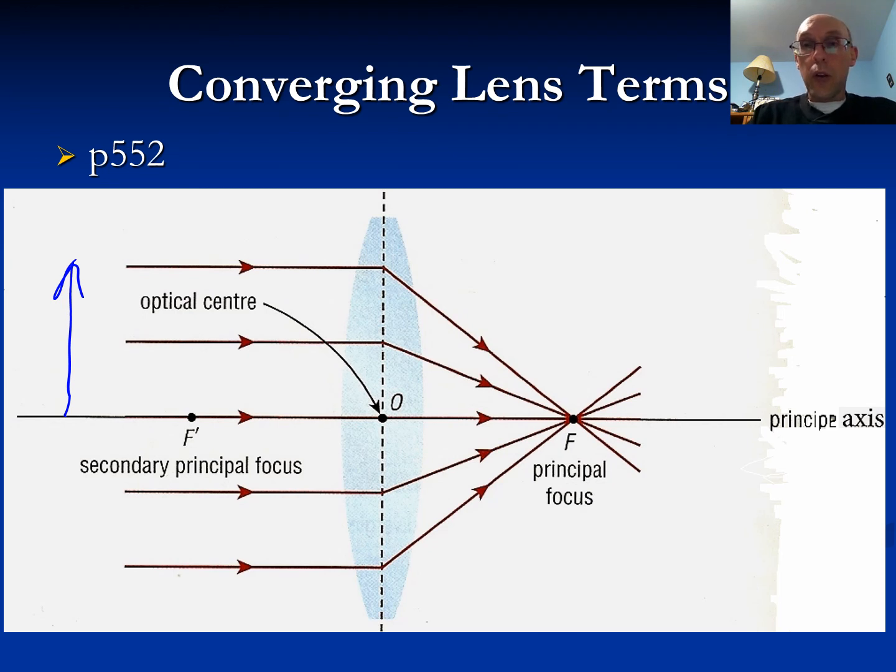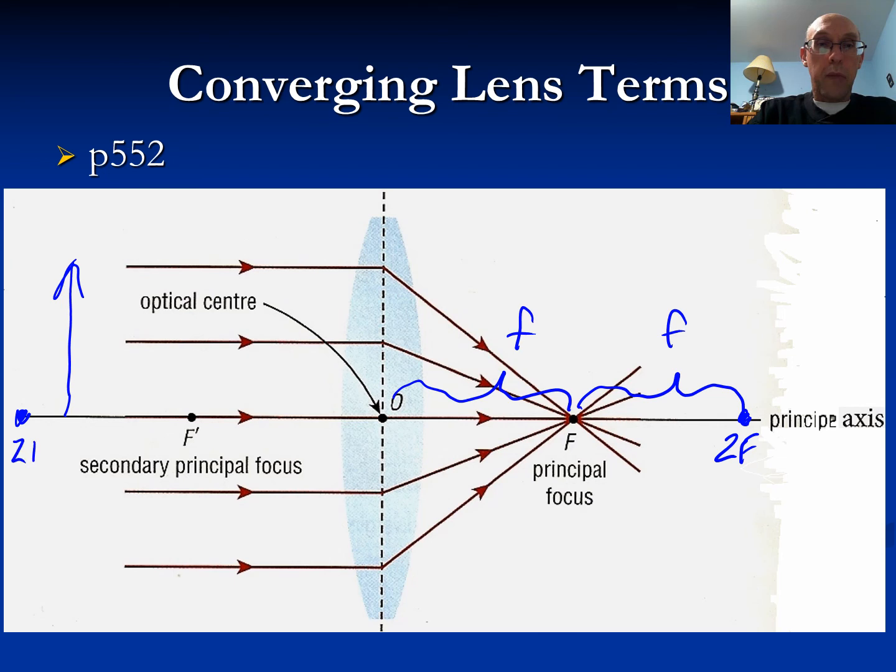If we needed to label our 2F and 2F prime, we would simply measure this distance here. That would be F. We go the same distance here and mark this as 2F. And in the same way, we'd estimate 2F prime. I'm just going to estimate it, but visually it would be about there. We'd measure again and find what it is on the left side.